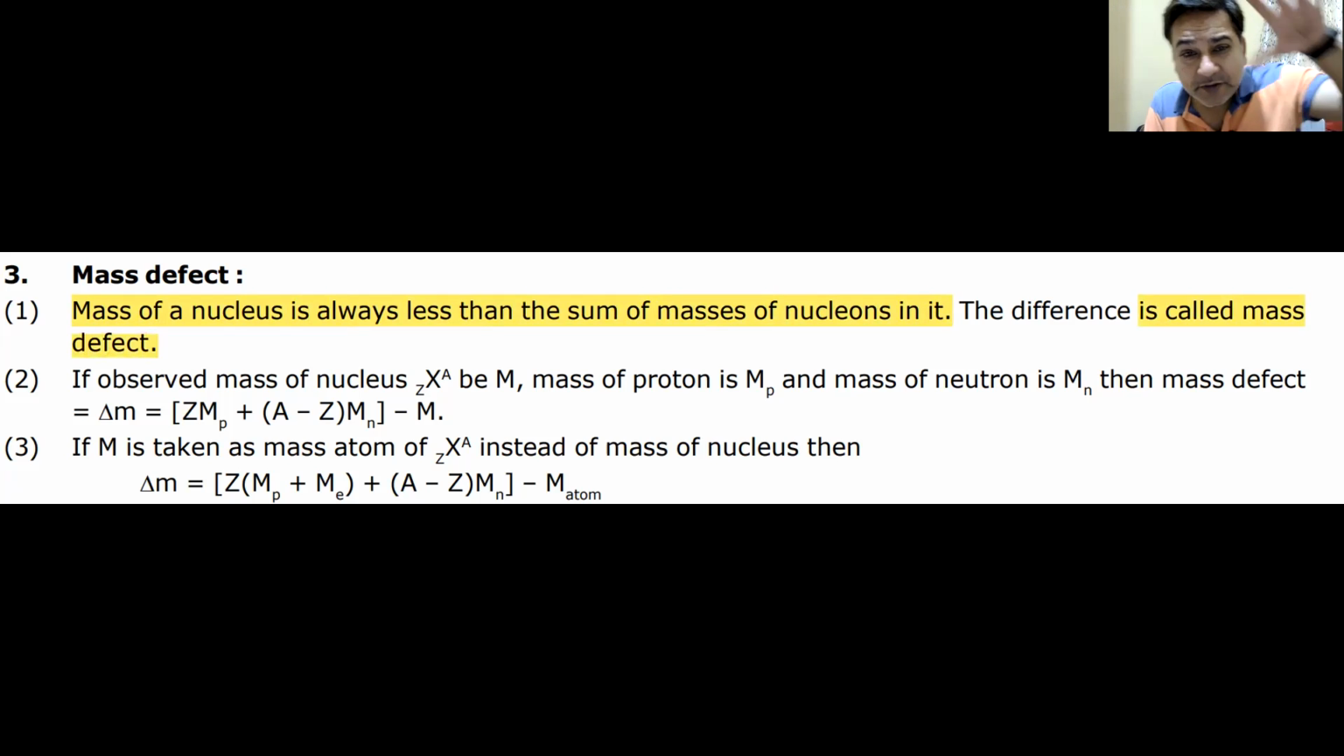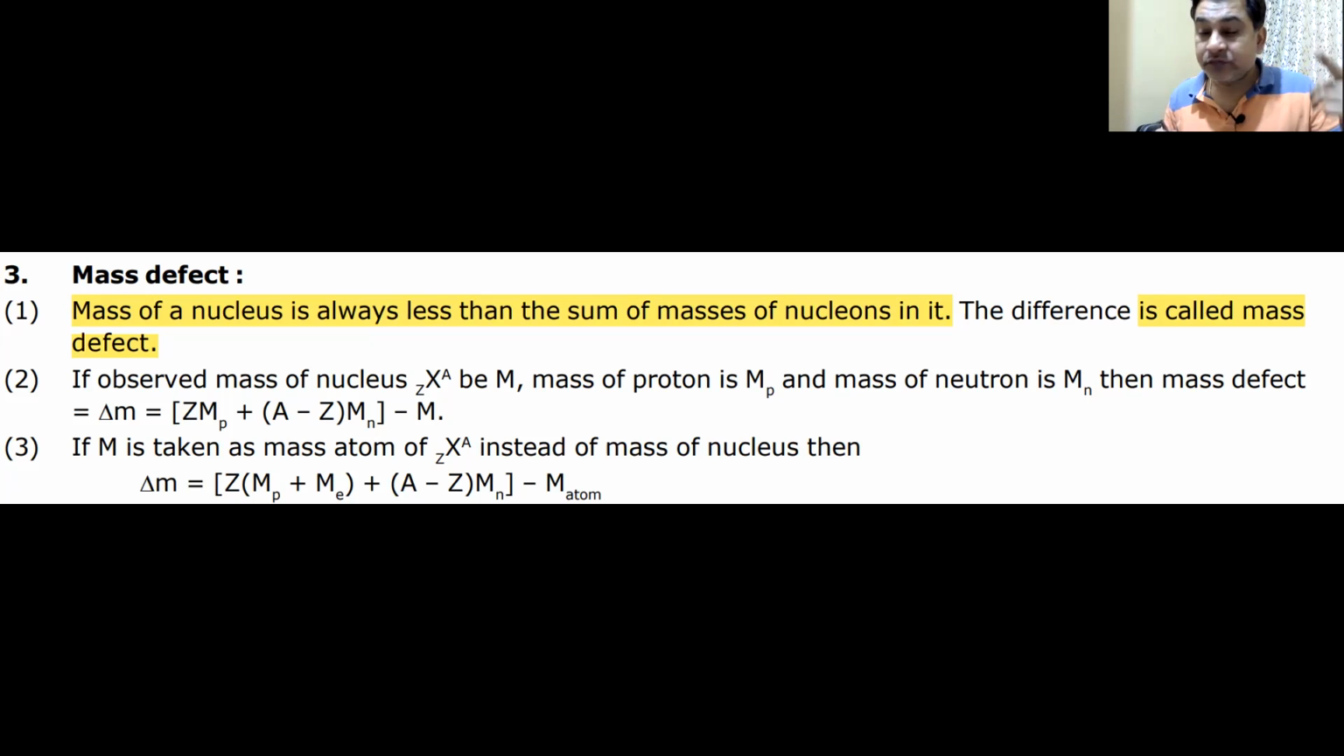That means if I have 5 protons and 5 neutrons, I find the mass of 5 protons and the mass of 5 neutrons. But when I put them inside the nucleus, a nucleus having 5 protons and 5 neutrons will always have less mass compared to the combined mass. Do we understand this? This difference is known as mass defect. Mass is less, therefore mass defect. Do we understand this?